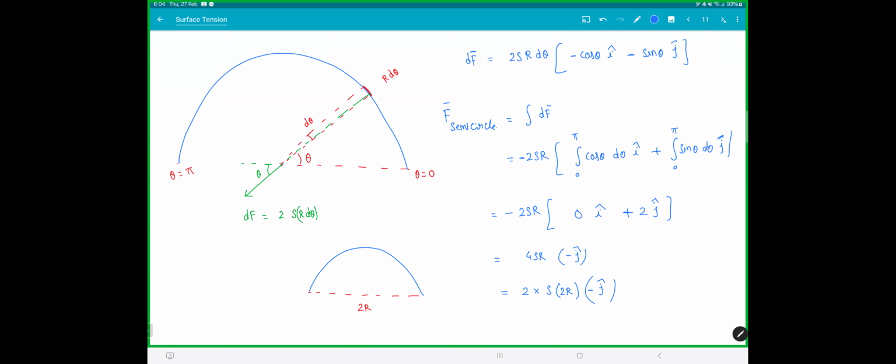Is this clear, everyone? The integration part is clear. How did I choose an element? Why did I take a force? Why did I divide into i cap, j cap? And then you have to integrate. This is how you integrate a vector. If you integrate a scalar, you don't need to do all this.